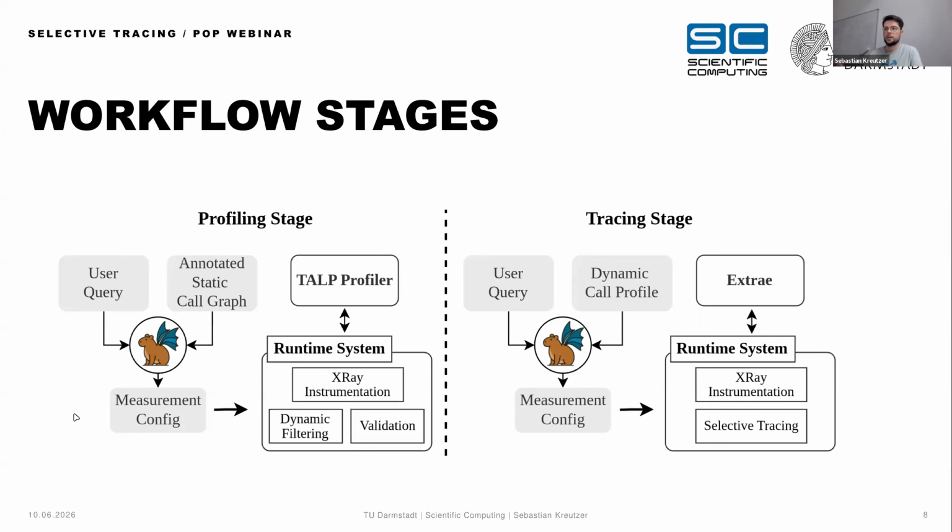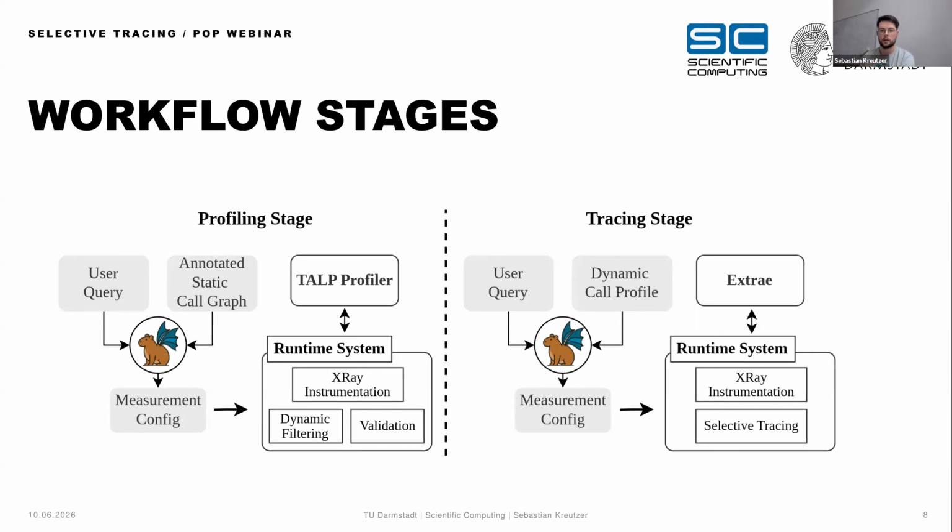The user puts in the query, and our selection system generates a measurement configuration, which is then passed during the profiling run to the runtime system, which instruments the application accordingly. And I've marked some key components of the runtime system here. One, this is the X-ray instrumentation system. Then we have a dynamic filtering system to limit overhead, and also a validation system that can detect and to an extent fix defects in a static call graph that may affect the results.